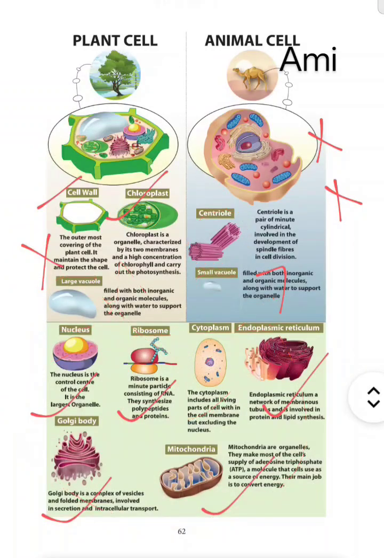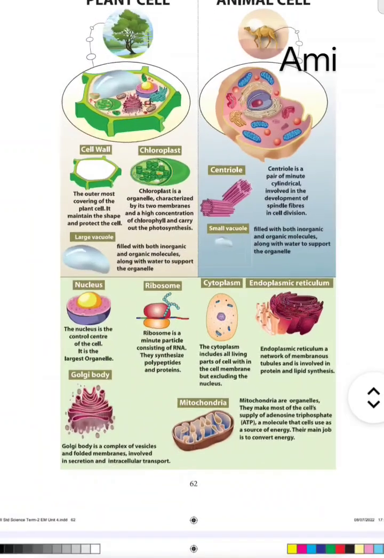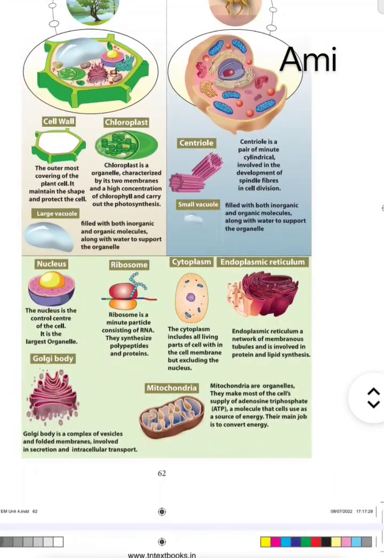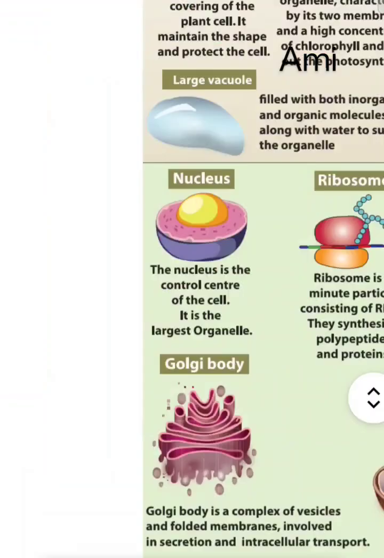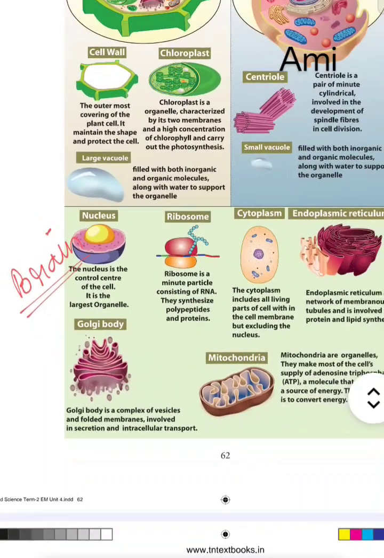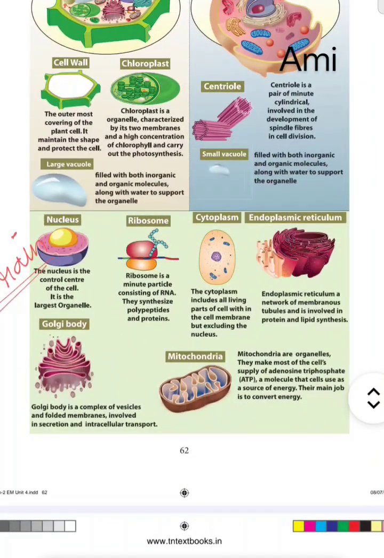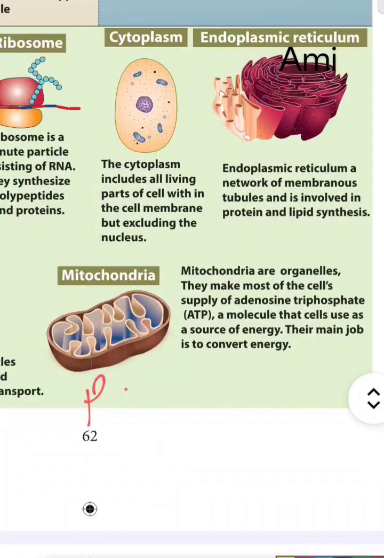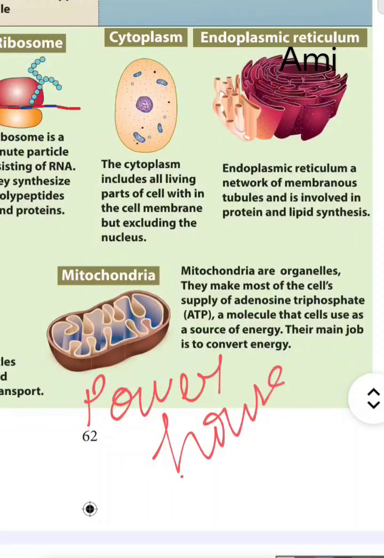So in this, if we observe, we'll explain each part. First, nucleus is the control center. It is known as the brain of the cell. So nucleus is also known as the brain of the cell because it controls the entire cell. Then here the mitochondria is known as the powerhouse of the cell because it provides the ATP energy molecules.